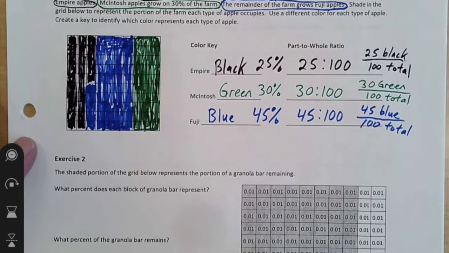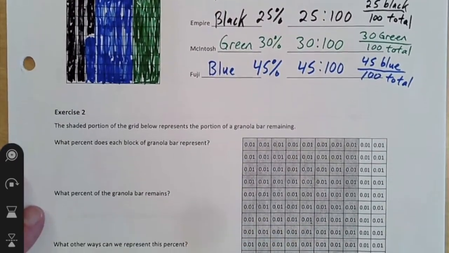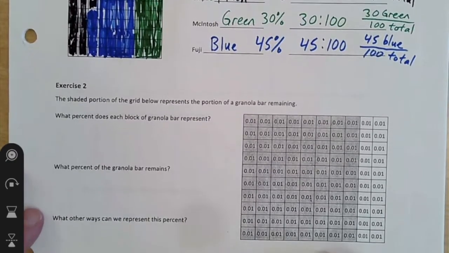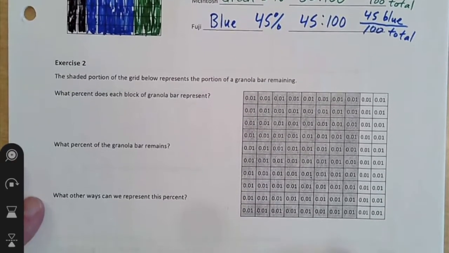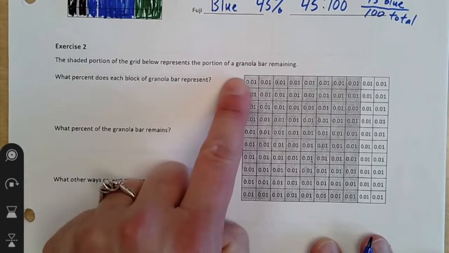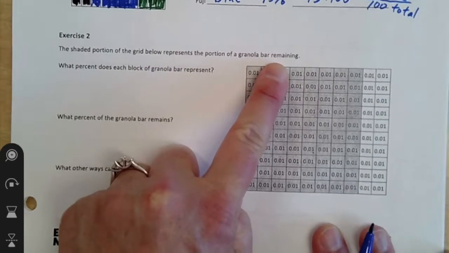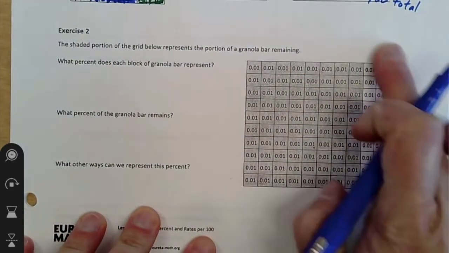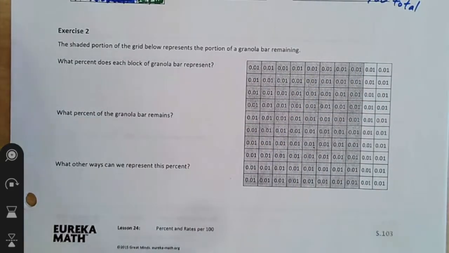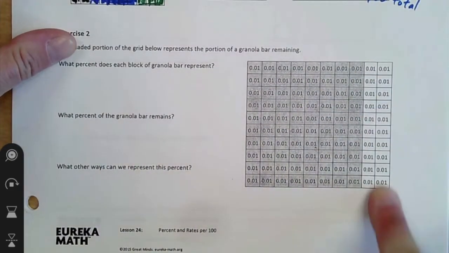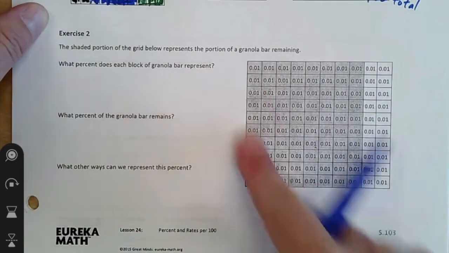So exercise 2 is going to be for the next example. The shaded portion of the grid represents the portion of the granola bar that's remaining. So this is the whole granola bar. The shaded portion is what's remaining. So it's like you ate this portion over here. What's shaded is what's left, okay?